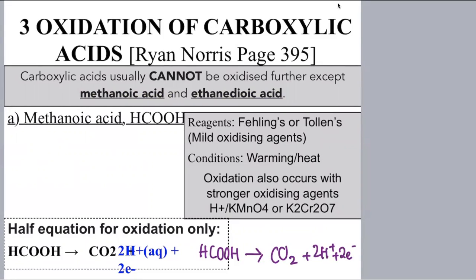So the oxidation number of the carbon in the HCOOH is +2, and then in the CO2 it's +4, okay? So that's why you see an oxidation for methanoic acid. Okay, if methanoic acid is being oxidized, that makes it a reducing agent. Methanoic acid is actually a strong reducing agent. That's why it can be oxidized.